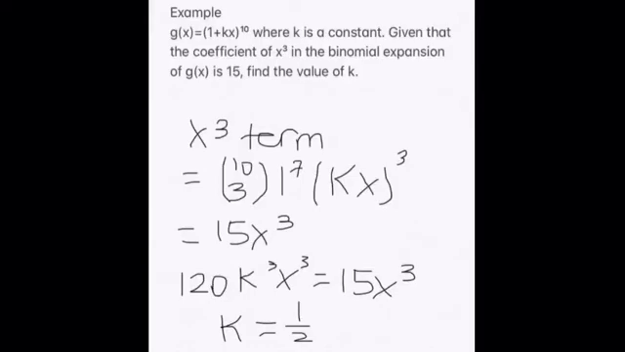And in order to find the coefficient of x cubed, we know that it's 10 choose 3 times 1 times k to the power of 3. And we know that 120 k to the power of 3 equals 15. Then we simplify the equation and we get that k equals a half. And the problem is solved.